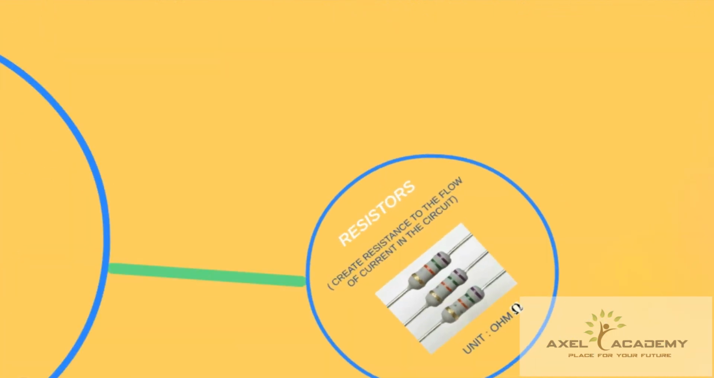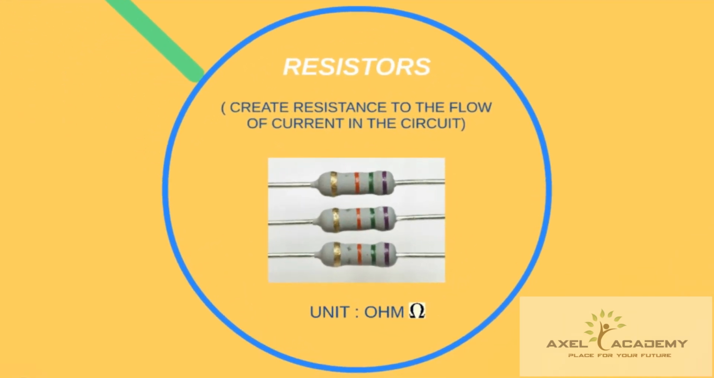Our next topic will cover resistors, and how the circuit will behave when they are connected in series and in parallel. Before that, what is a resistor? When electrons move through a conductor, they will not experience much opposition. They will flow easily. But some materials are not good at conducting electricity. They have some resistance or opposition to the flow of electrons. The resistor creates resistance to the flow of current in the circuit.